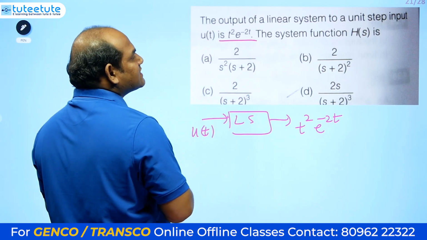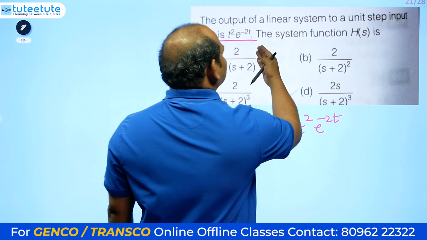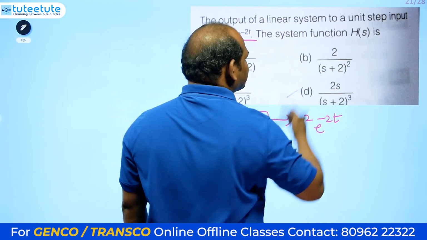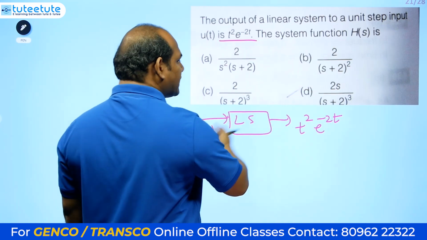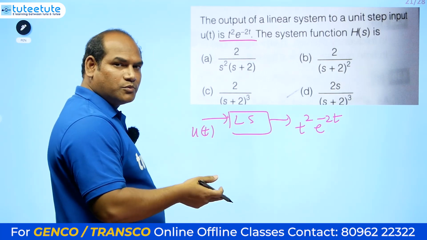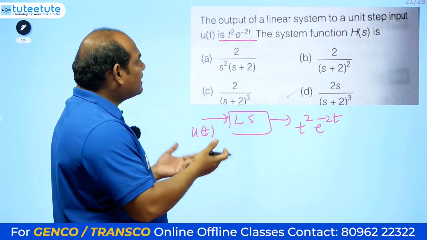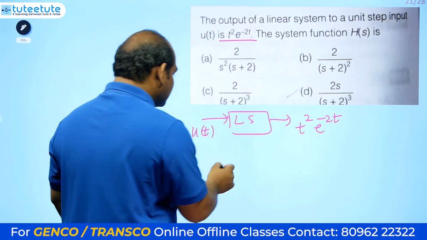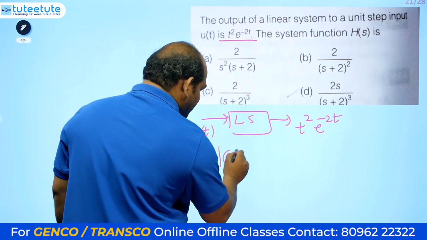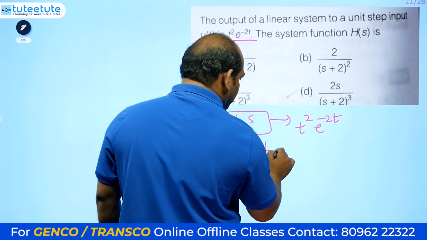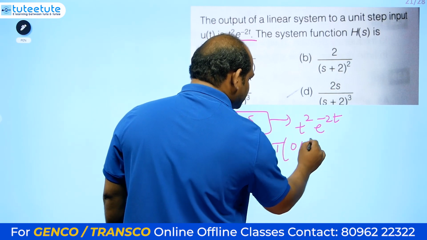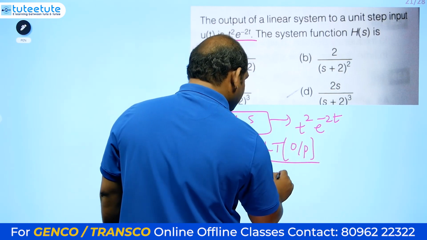So what we need in this sense is the system function h of s. Simply you have input and output, take the ratio. Okay, apply the Laplace transform and take the ratio, that is the system function. System function h of s is equal to Laplace transform of output by Laplace transform of input.